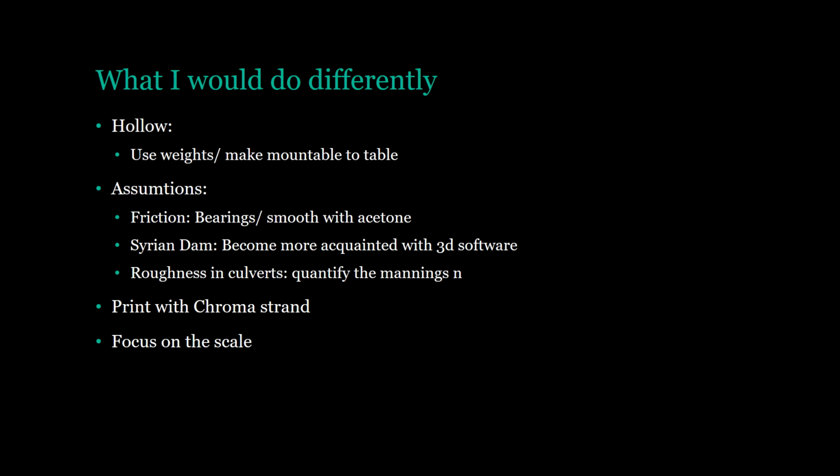So what I would do differently with the hollow issue, I would either drop weights in there while it's printing so that it can weigh it down, or maybe make them mountable, have clips or some other structure that I can attach to the stream table so that I can attach the hydraulic structures. As far as the assumptions with the friction, I could maybe try to put bearings in, maybe smooth it with acetone, but that just seems a little too excessive, and especially outside of the scope of this project.